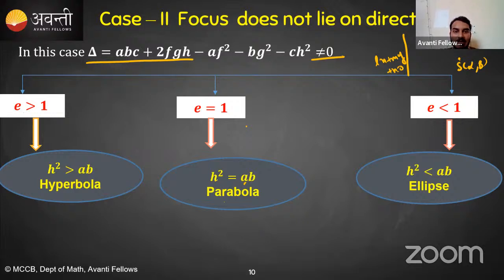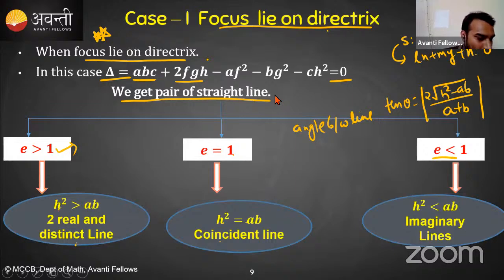Okay, that is delta. So if it is 0, then you are pretty sure that this general equation of degree 2 will represent a line. What kind of line? That you can check whether H square equal to AB, H square greater than AB, H square less than AB. Okay, like this.